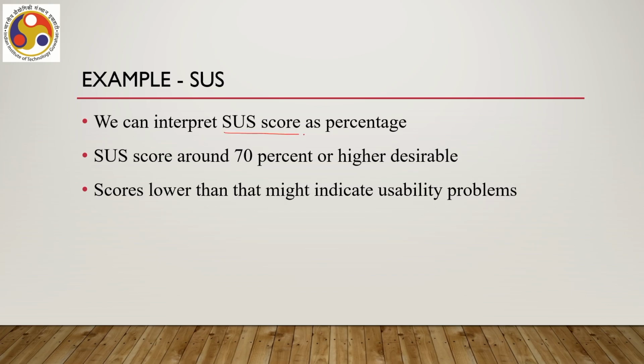We can interpret the score as percentage. So, whatever result we get after doing this calculation, we can convert it to percentage directly. Typically, a SUS score around 70% or higher is desirable. So, we can assume that if the score is 70% or higher, then the interface is usable. If it is below 70%, scores lower than that might indicate usability problems. So, we may need to have a relook at the design.